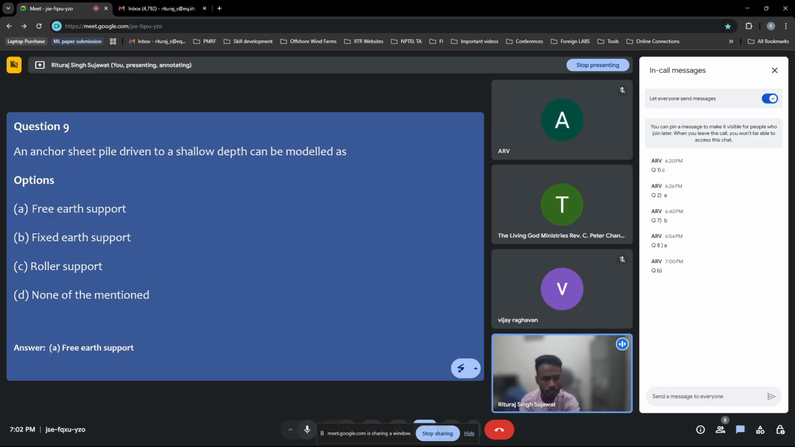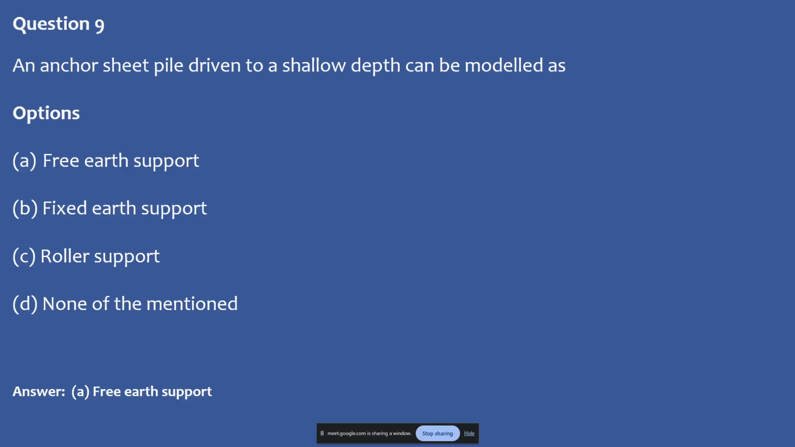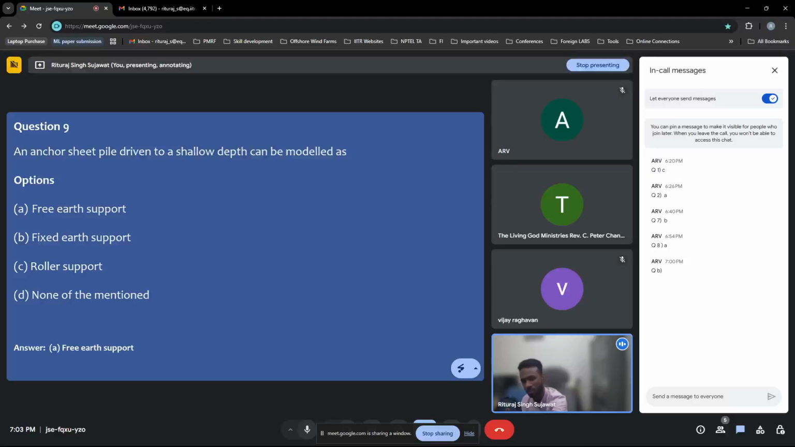So what is the correct answer? The correct answer is A, it's a free earth support. Do you have any counter argument for that, ARV? Like with the answers available with you? Sir, I am not sure about this question because of modeling we didn't discuss.